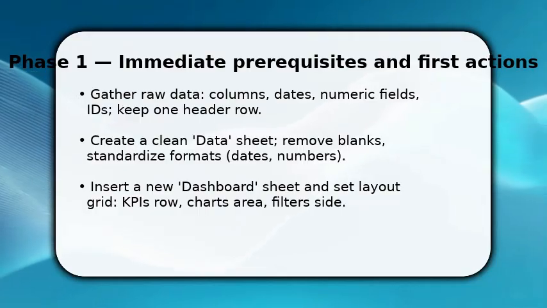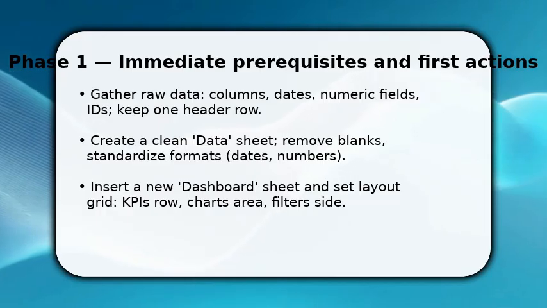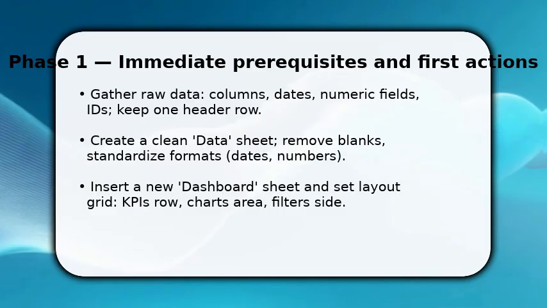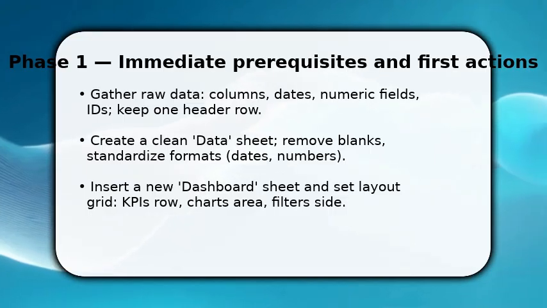You start by preparing data. This saves hours later. Open your raw data and copy it into a clean data sheet, keeping a single header row so formulas reference reliably. Next, normalize formats. Convert date-like text to real dates, numbers to numeric type, trim spaces.